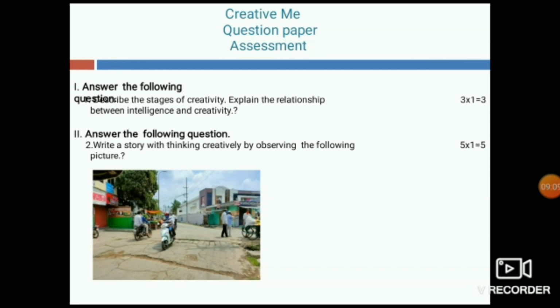So three marks. This question carries 3 marks. Second Roman is answer the following question. Write a story with thinking creatively by observing the following picture. So children, we have to observe this picture and think creatively and write the story. Okay.